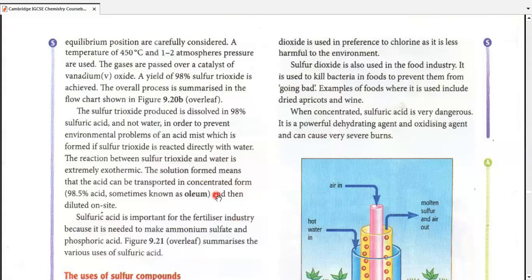The sulfur trioxide produced is dissolved in 98% sulfuric acid and not water in order to prevent environmental problems of an acid mist, which is formed if sulfur trioxide is reacted directly with water. Why are these lines written over here?